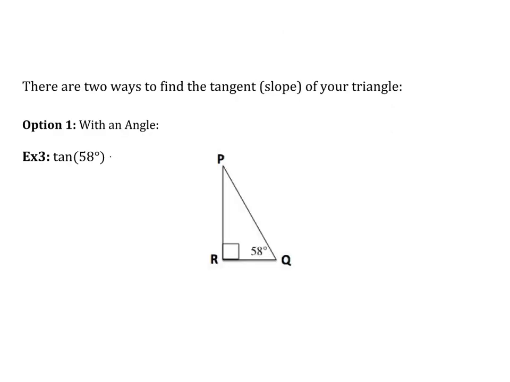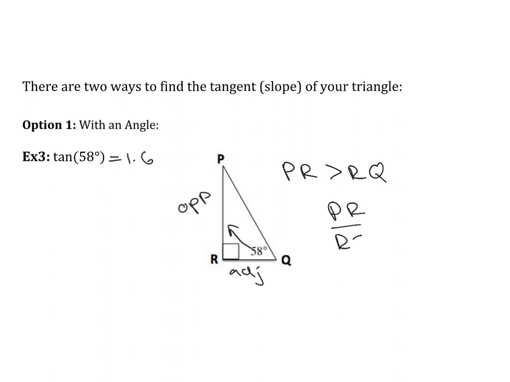From our table, we identify the tangent of 58 degrees as being 1.6, and we're going to go ahead and verify that again, that answer is reasonable based off our triangle. If I'm looking at my angle for 58 degrees, I know that PR is going to be my opposite side. I also know that RQ is going to be my adjacent side. If we quickly visually compare our sides, we can see that PR is visually larger than RQ. And since our ratio is going to be opposite over adjacent, it's going to be PR over RQ.